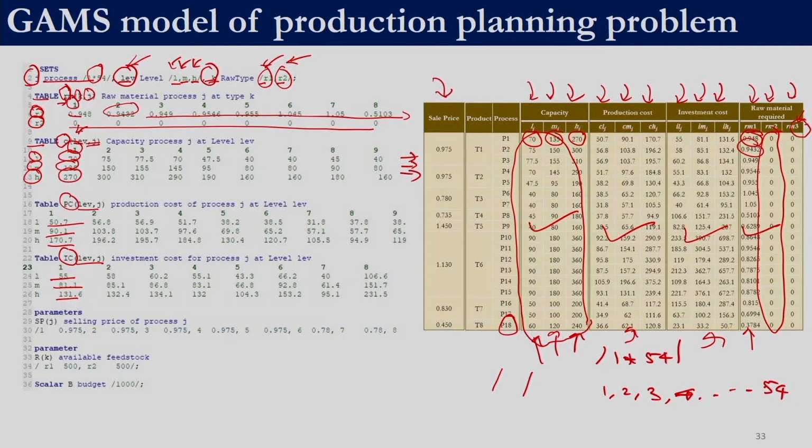Now the only thing that we need to include is the selling price. So here if you remember, the selling price of product T1, no matter from which process it is produced, it is 0.975, right. So, that is what we are doing now. We are defining a parameter SP, the name of the parameter is SP, it runs over the set J, right, and J indicates the process. So, J contains the values of 1, 2, 3 all the way up to 54, and then we enter the corresponding values of selling price.